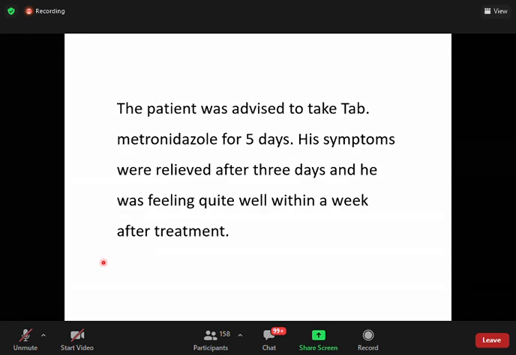The patient was advised to take tablet metronidazole for 5 days. His symptoms were relieved after 3 days, and he was feeling quite well within a week after treatment. We didn't give him paromomycin or diloxanide furoate or iodoquinol, a luminal amebicide. Now see the problem. What happened?